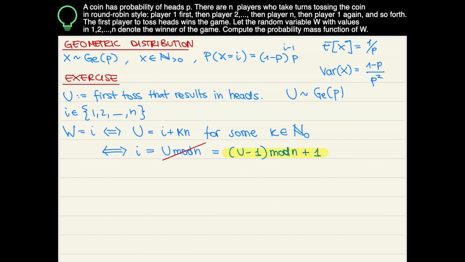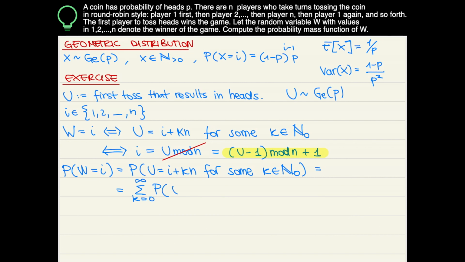We are asked to find the probability mass function of w, that is the probability for w to be equal to I. This is the probability that u is equal to I plus k times n for some k non-negative integer. This probability can be decomposed in the infinite sum of the probability of disjoint events. And we can explicitly write out this probability as we know that u has a geometric distribution with parameter p.